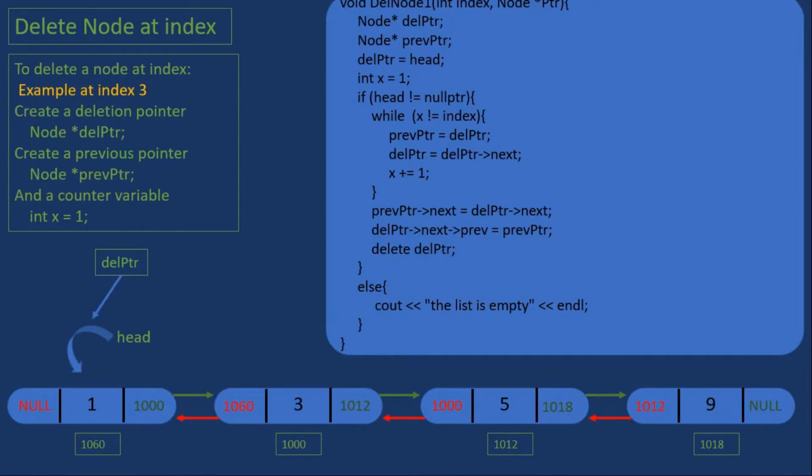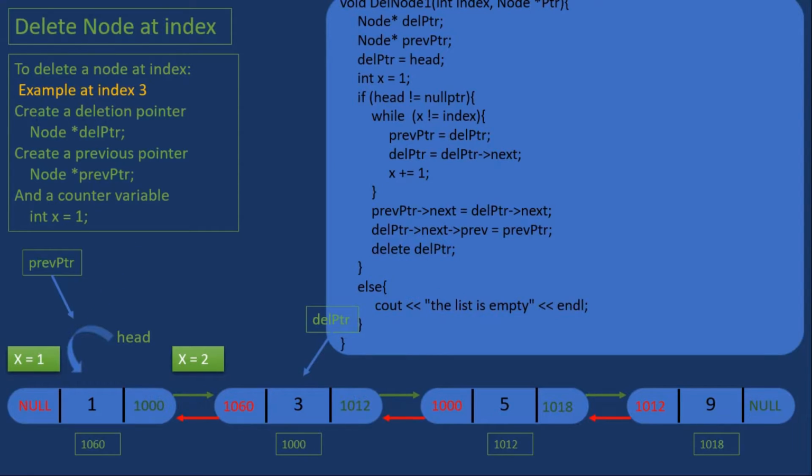The if statement will check if we have any nodes in the doubly linked list, and if we have nodes like we do in this example, we will get to the while loop, which will run until the counter is equal to the index passed in, and that will mean we have arrived at the node we want. And since we want a node at index 3 or position 3 and the counter is equal to 1, we are in the while loop. We point the prev pointer to the del ptr and advance the del ptr to point to the next node and increment the counter by 1.